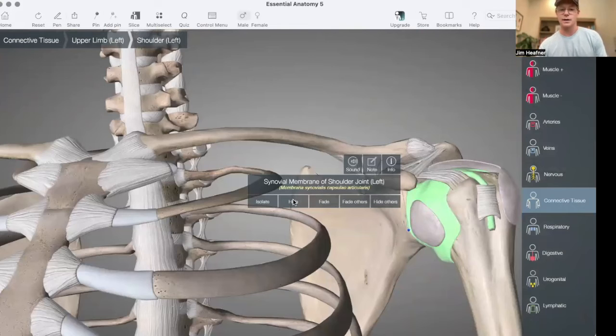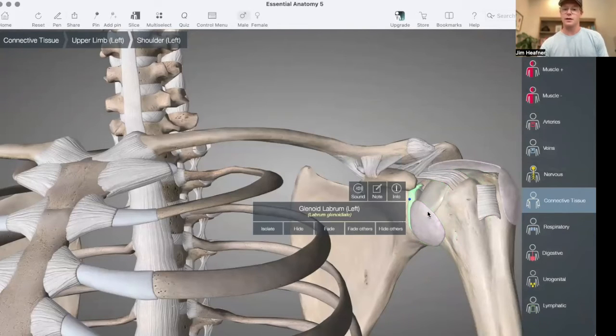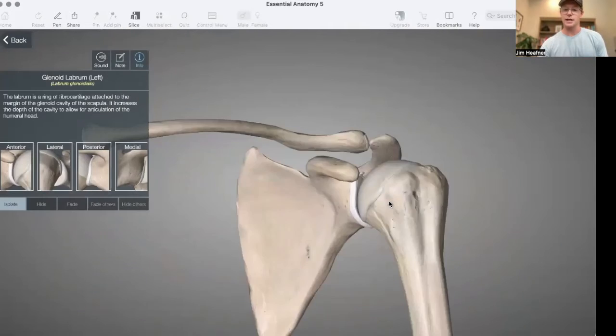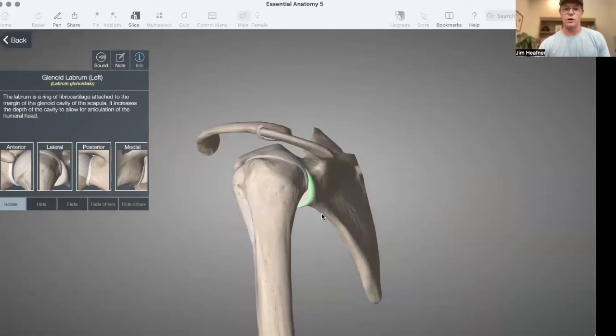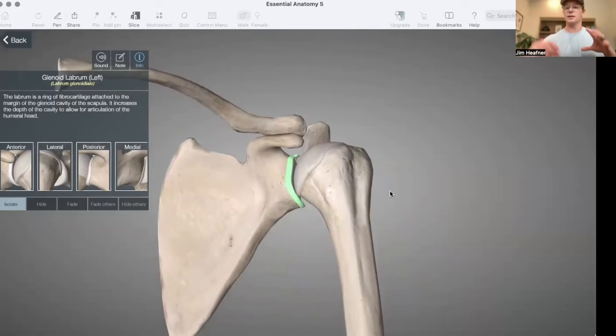If we hide the synovial membrane, you can see the glenoid labrum right there. So I'm going to isolate that structure. And you can see that the glenoid labrum here runs all the way around, and like I said earlier, it provides a suction cup effect for the shoulder. So with the joint capsule, they work together to provide some passive stability for the shoulder joint.